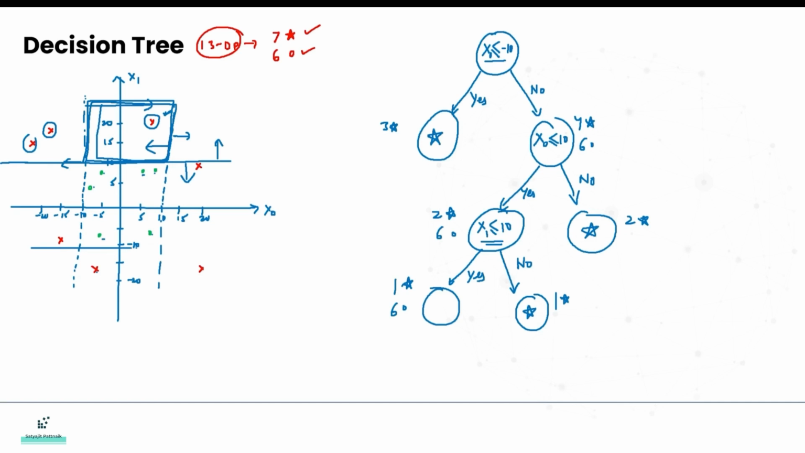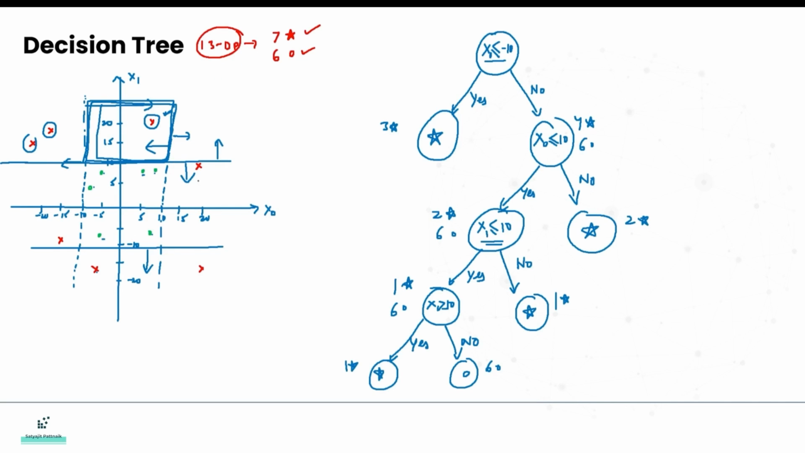Again, what I will do is I'll plot a line here. x1 greater than 10. If it is true, if it is false. If it is true, greater than minus 10. Greater than minus 10. Greater than minus 10. Yes means star and no means circle. How many star? 1 star and 6 circles. Now this is finally my decision tree.